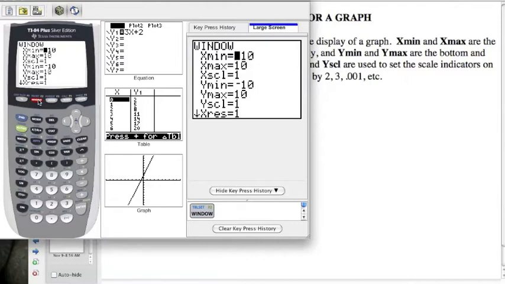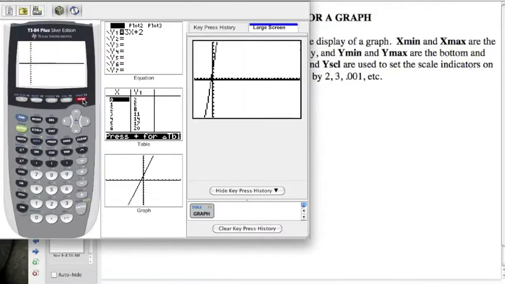So if I go in there and I change that x max to, say, 50. And now I hit graph. Notice what happened to my x-axis. It looks like everything moved to the left. But that's because I now go from -10 to +50 on the x-axis. So in order for all of that to be seen on the screen, they kind of had to shrink things.